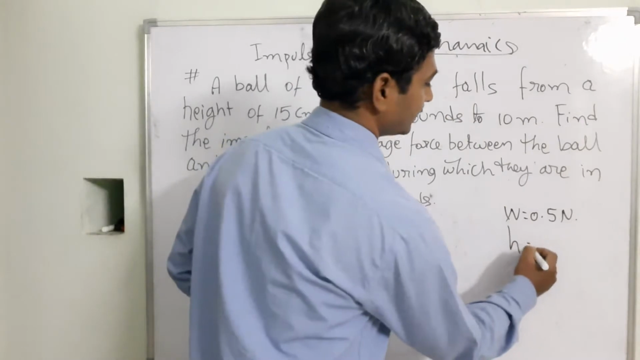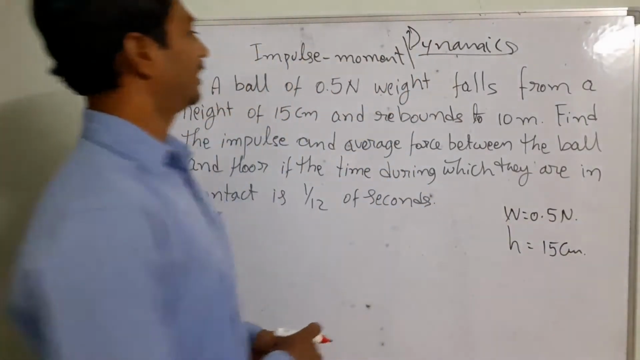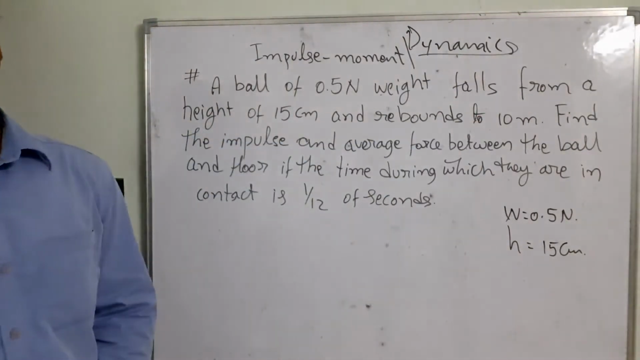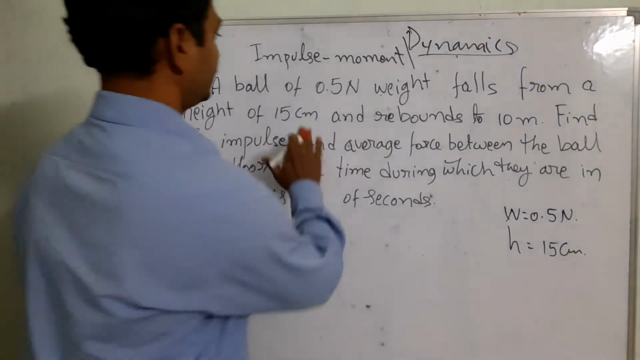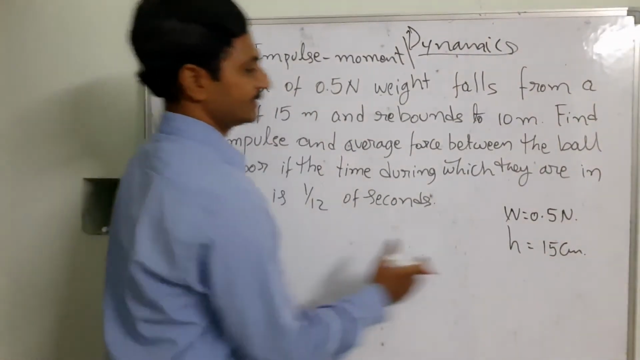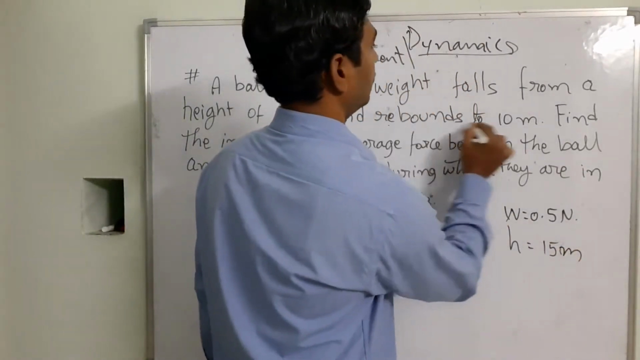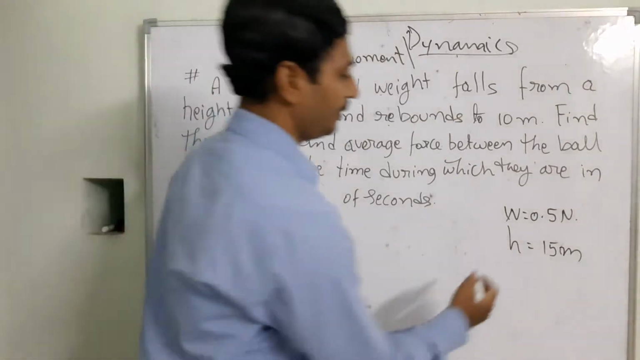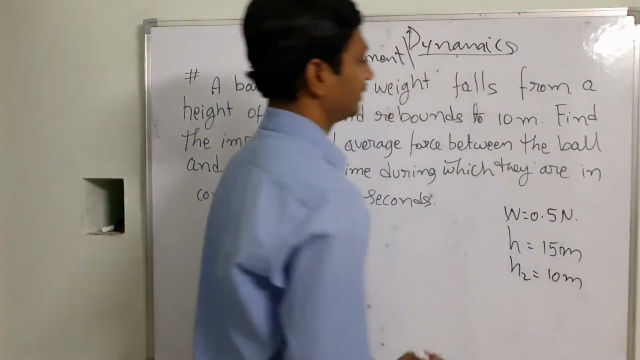The h is equal to 15 centimeters, we got it, and the rebound is going to be 10 meters. So sorry, it is going to be 15 meters, and it rebounds to 10 meters. I am going to take h2 equal to 10 meters.